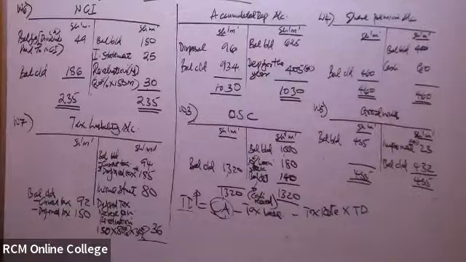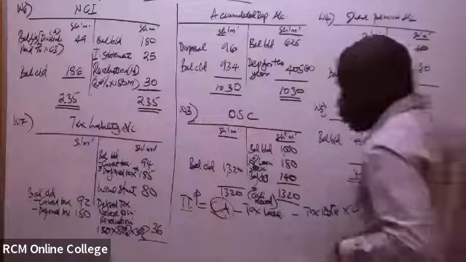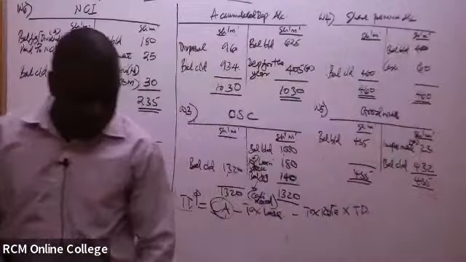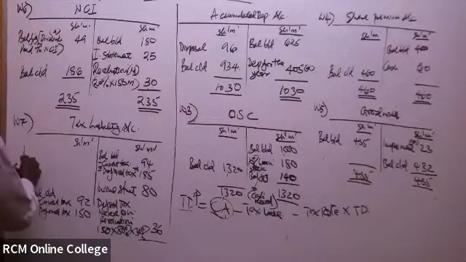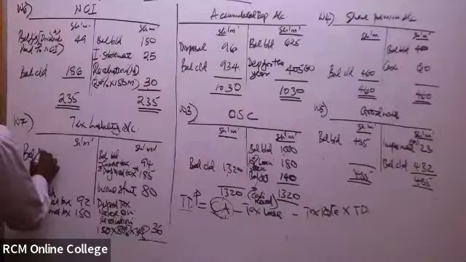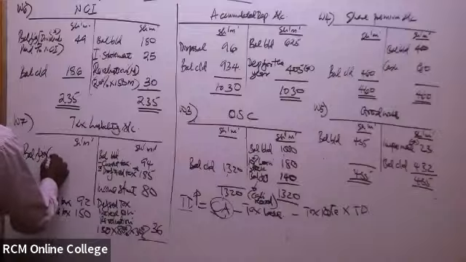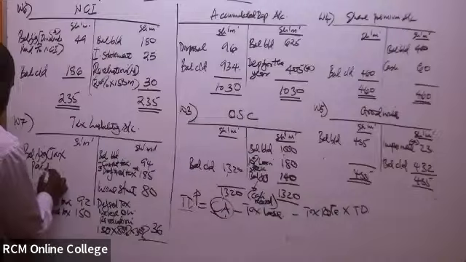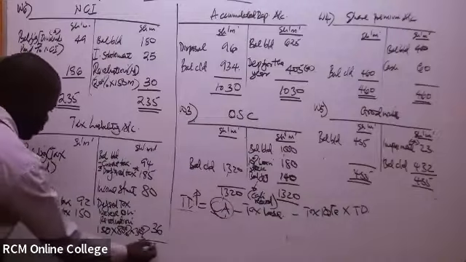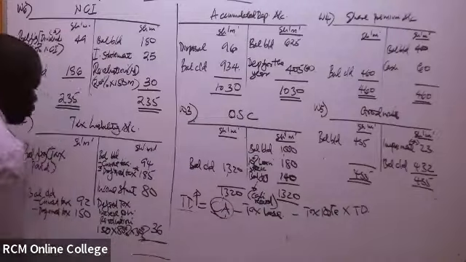So 36. When you eventually add, you'll be able to get the balancing figure. There'll be a balancing figure here, which in this case will be the tax paid during the year. So what is the total when you add?